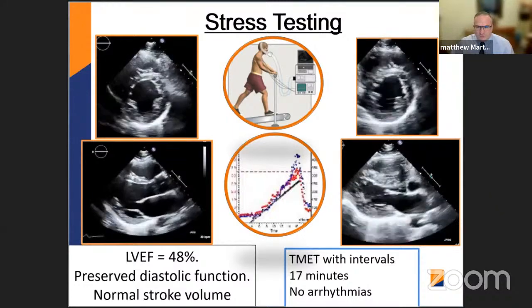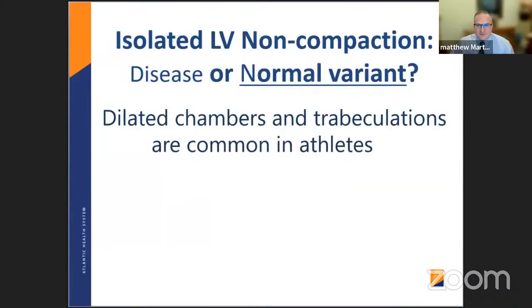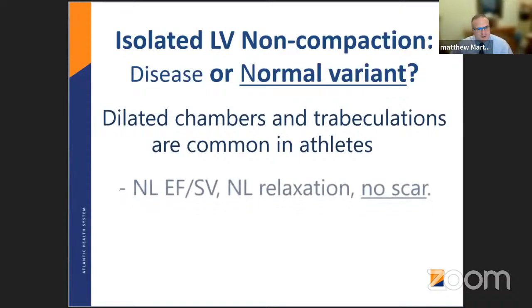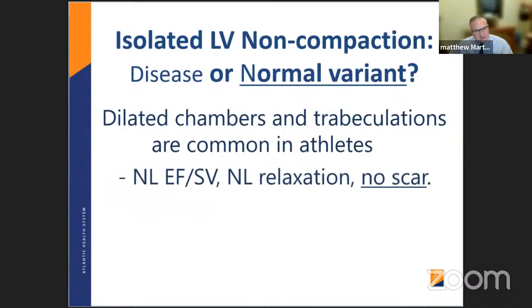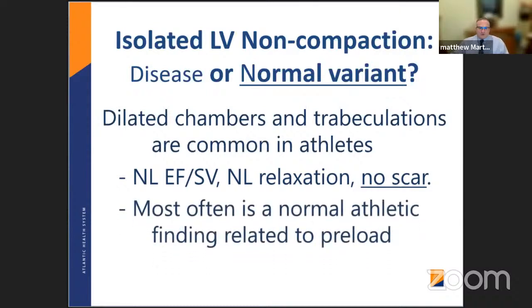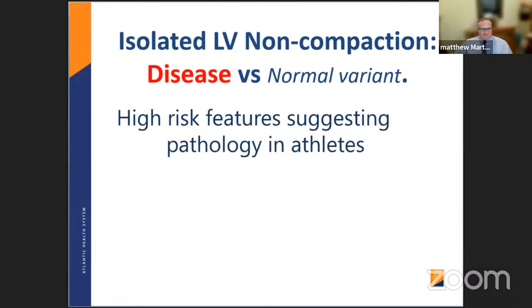So in that group where you find dilated chambers and trabeculations, expect that this is a common phenomenon in athletes. You should expect normal ejection fractions of the majority, elevated stroke volumes, normal diastolic function, and the absence of scar. And this is almost certainly a preload phenomenon related to just being an elite level athlete.